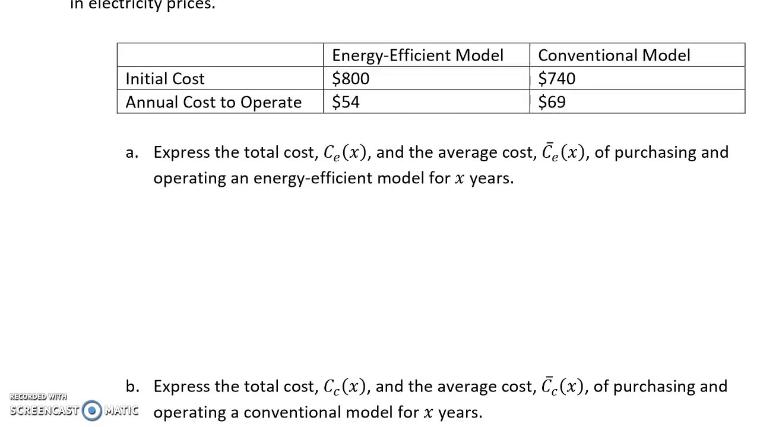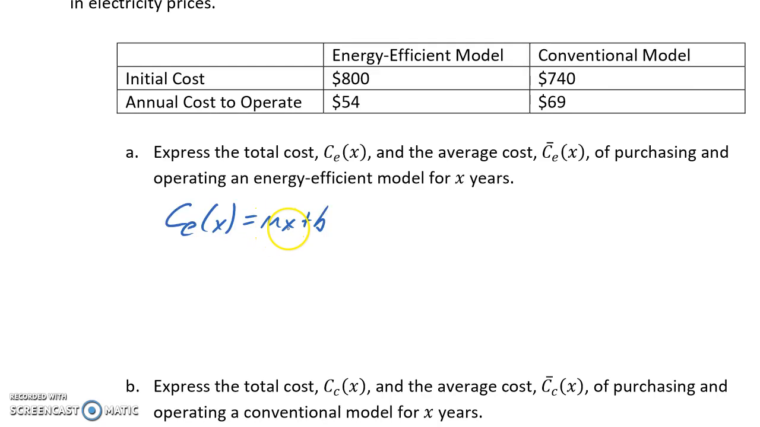So in part A, we want to use the information in the table above to construct a total cost function for the energy efficient model, so the information in this first column, and then find the average cost function. So in this case, we're given two different values, a fixed cost, which is the $800, that initial purchase price, which is going to be our value for b here, the fixed cost in our linear cost model. And then we have an annual cost to operate, which would be our variable cost, because that will change depending on how many years we run the appliance.